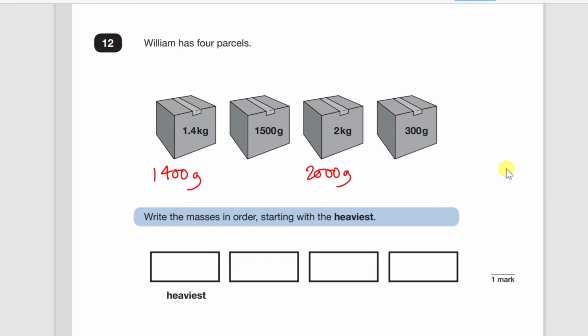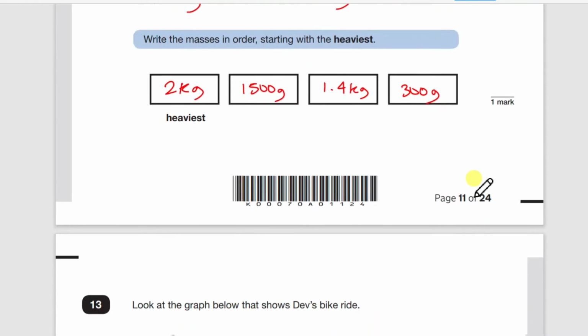Now it's all easy. So we can see clearly the 2 kg is the heaviest. So we cross that out. Next one is 1,500 grams. And then 1.4 kg. And lastly, 300 grams. It always helps to cross as you go in case you make a mistake. It's so easy to make mistakes in this, by the way.